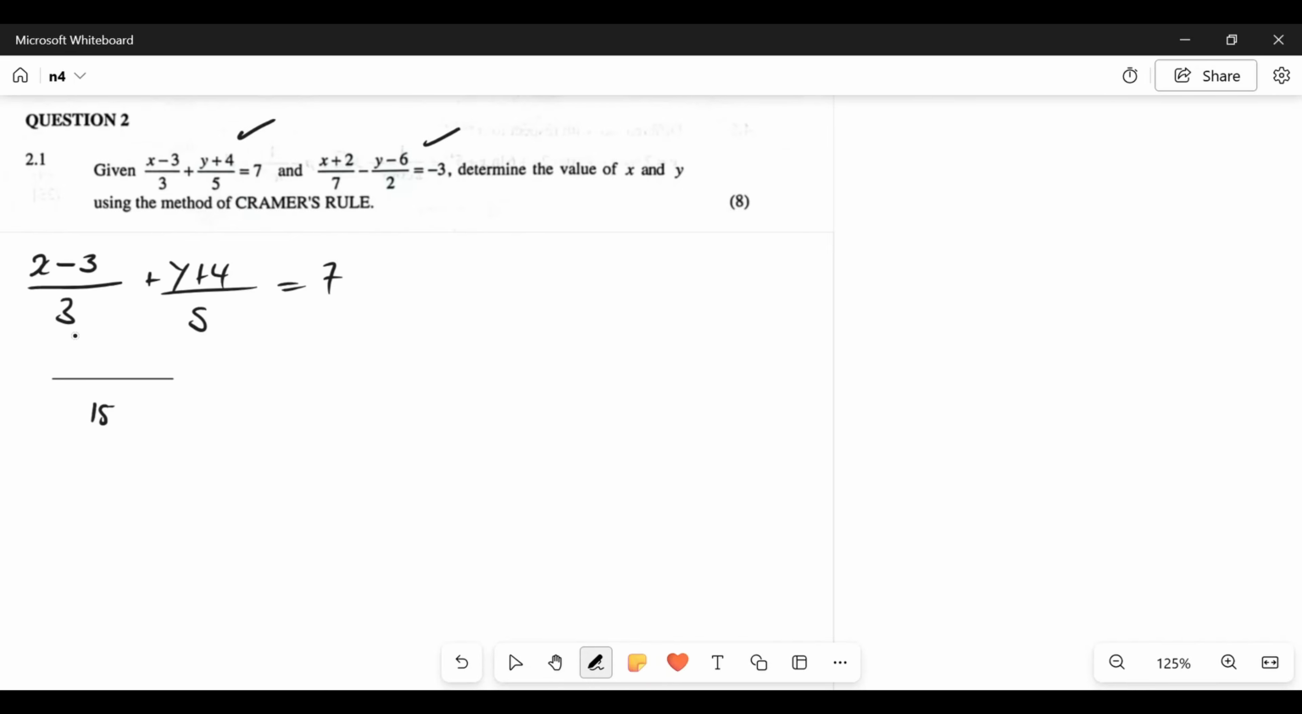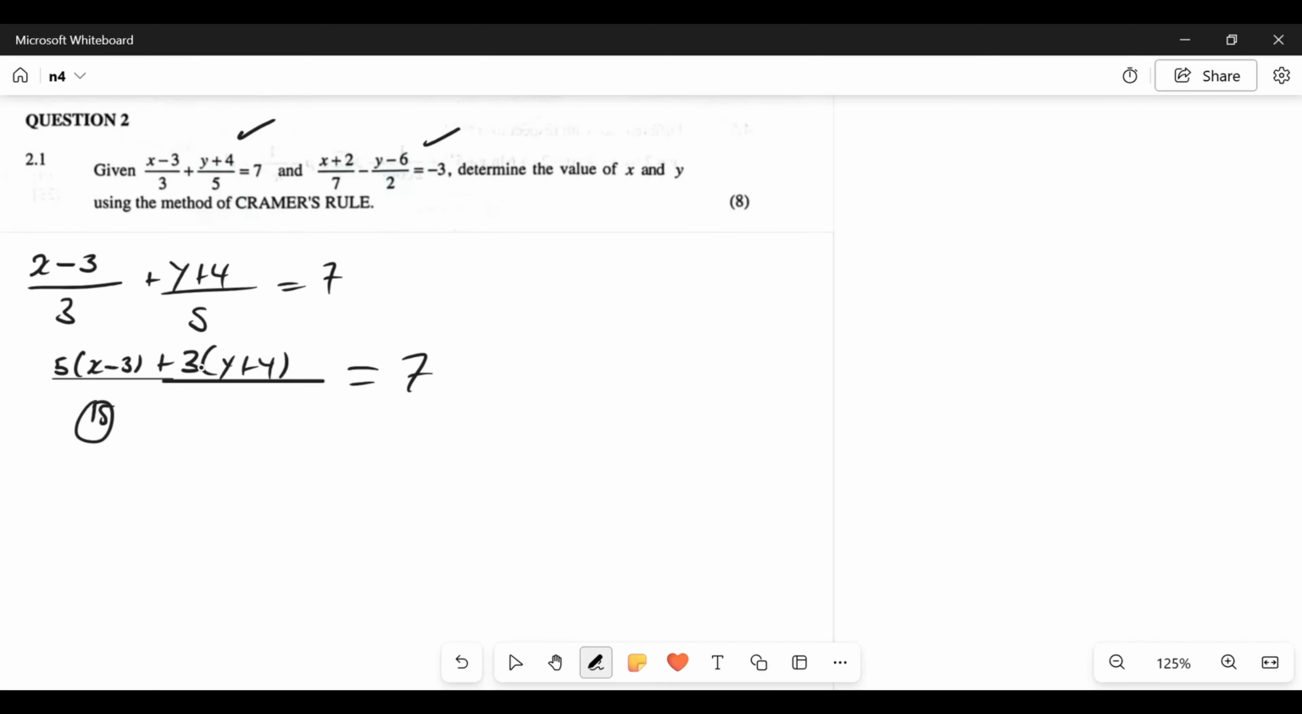Then we apply the following. We're going to divide this 15 by 3. We know this is going to give us 5. Multiply the numerator: 5 is going to be multiplied by (x minus 3), plus, because we have a plus there. This time around, we're going to divide this 15 by that 5, and the answer here is going to be 3. That 3, we're going to multiply with (y plus 4). So (y plus 4) is multiplied by the 3. All of this is equaling 7.